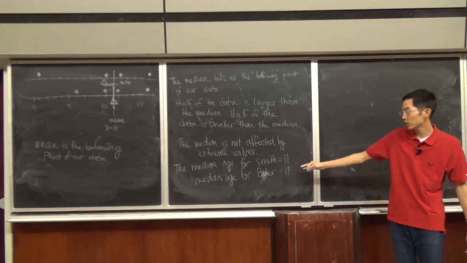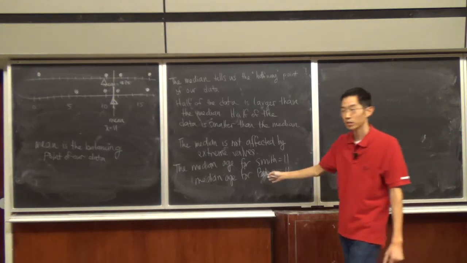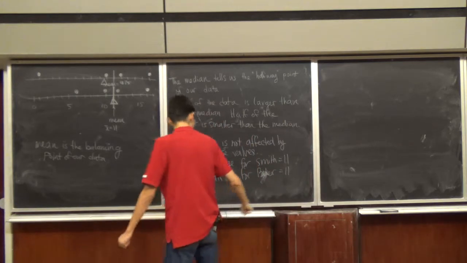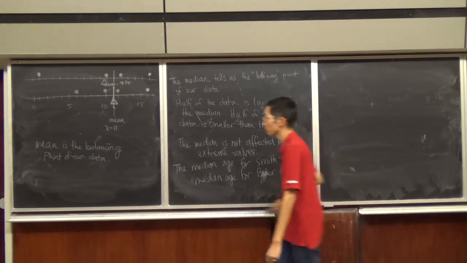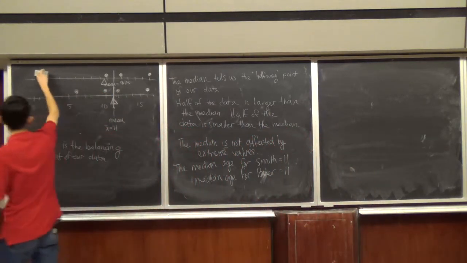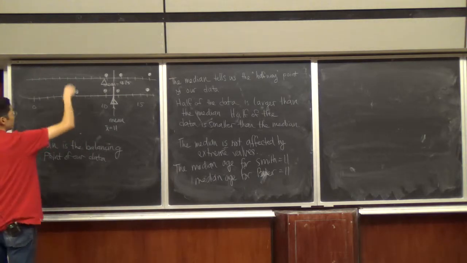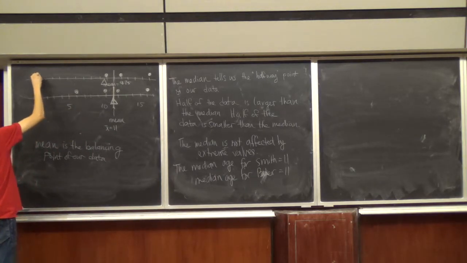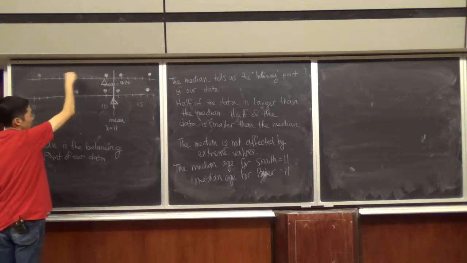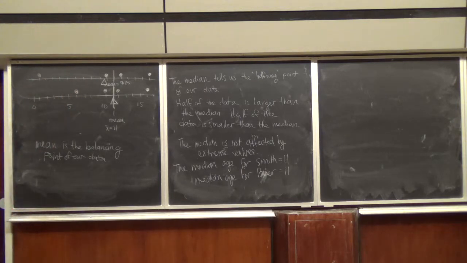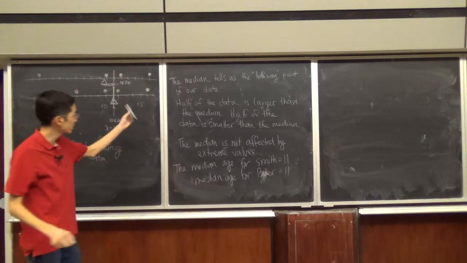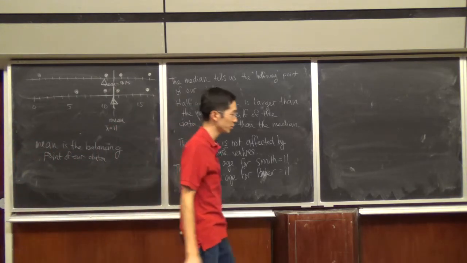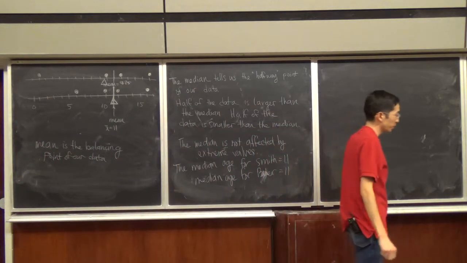And is it clear that the median is not affected by extreme values? So the Smith family, they have a 1-year-old, but it didn't matter if the youngest child was 1 year old or 9 years old or 0 years old. It doesn't matter because it's just the point where half are larger, half are smaller.